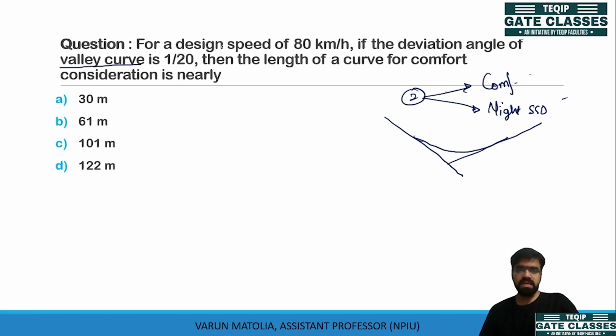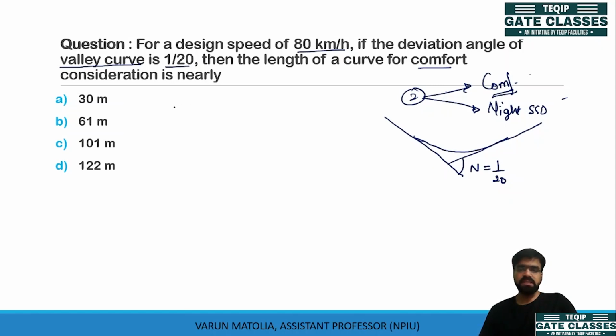So what the question says: for a design speed of 80 kilometers per hour, the deviation angle of the valley curve is 1 by 20. What is deviation angle? This is actually the n value. This is 1 by 20. Then the length of curve for comfort consideration is nearly. Okay, so they are asking only about the comfort condition. What is the comfort condition?